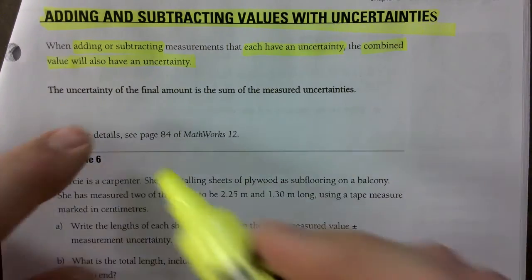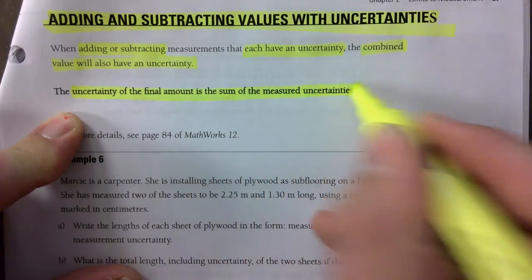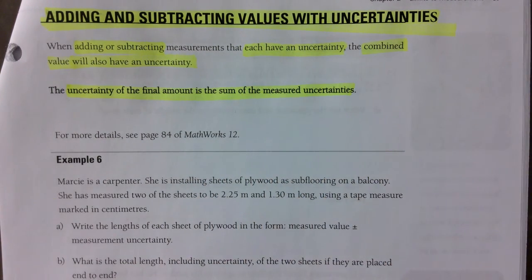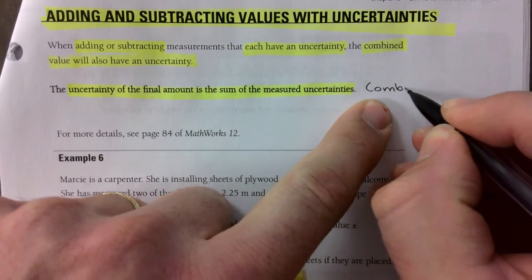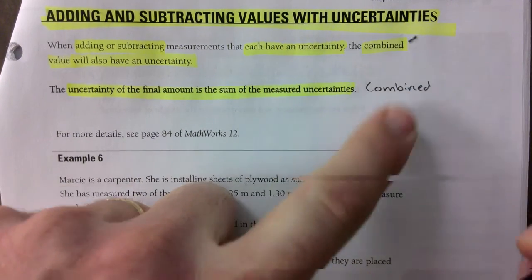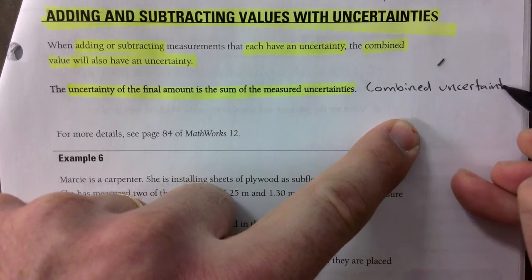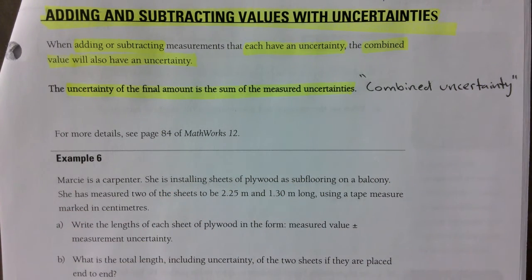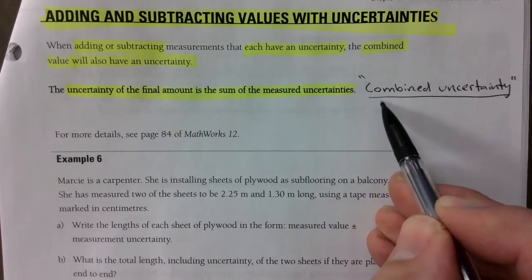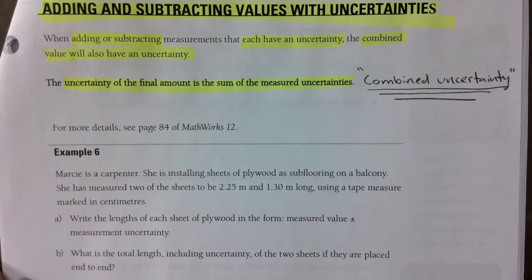The uncertainty of the final amount, here it is. The uncertainty of the final amount is the sum of the measured uncertainties. And this is what we call combined uncertainty. Write this down. There's a combined uncertainty. So if they ever talk about, hey, find the combined uncertainty, they want the uncertainty of all of these things combined. Packages, you'll see the different scenarios that we have.